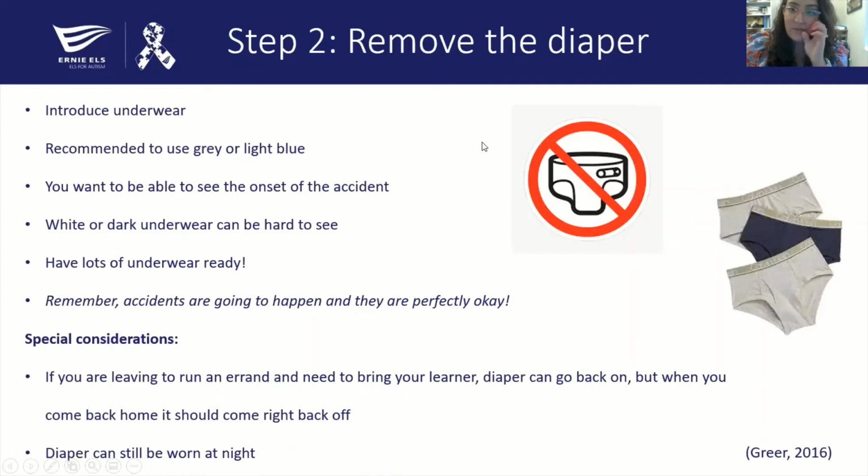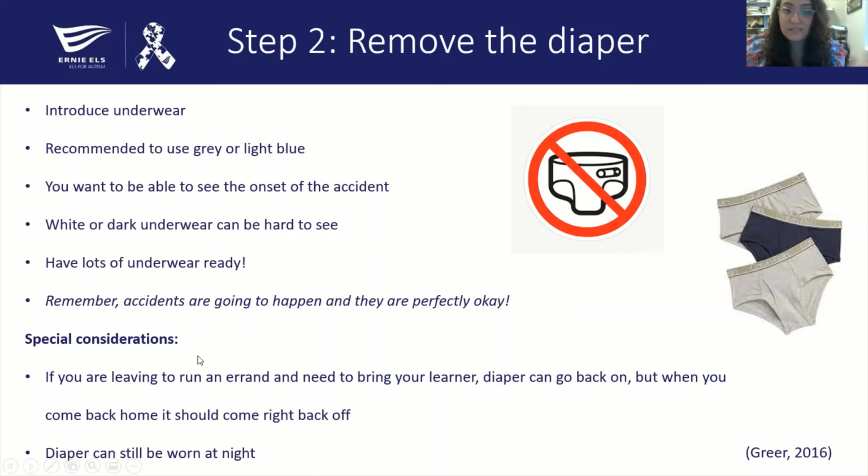Step 2, removing the diaper. And as a reminder, this is just us introducing underwear. We again recommend using gray or light blue, so you want to be able to see the onset of the accident. White or dark underwear can be hard to see, and have lots of underwear ready. Remember, accidents are going to happen, and they are perfectly okay. They are teaching opportunities for you and for your child.